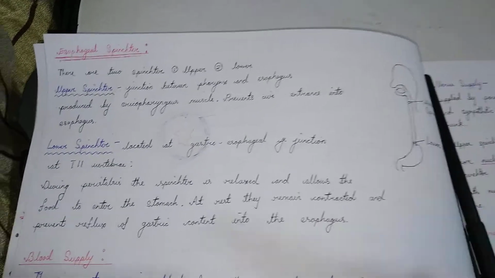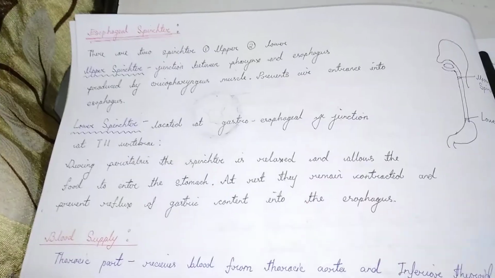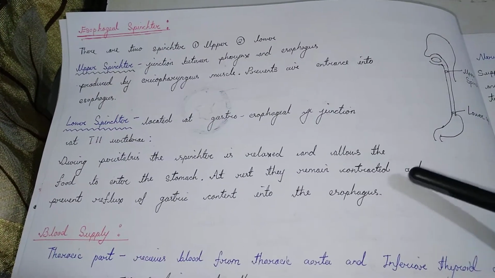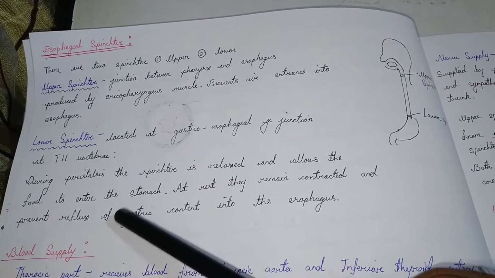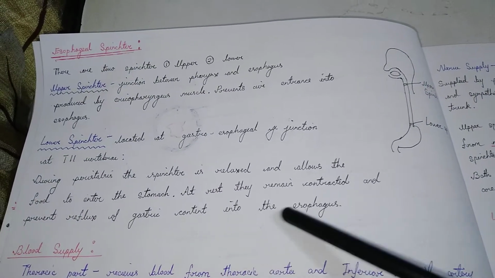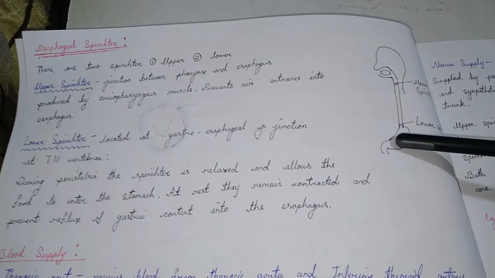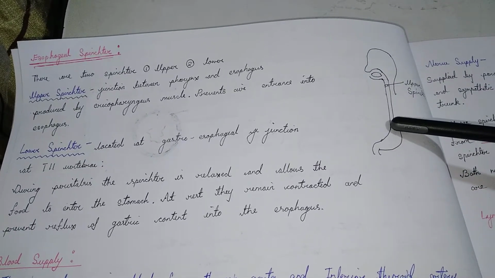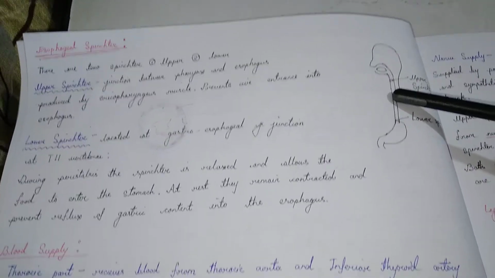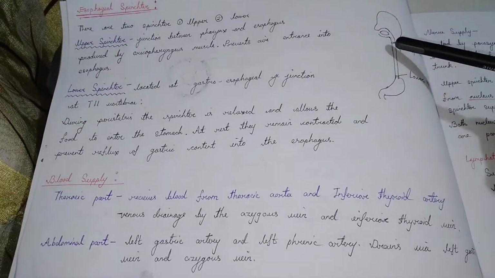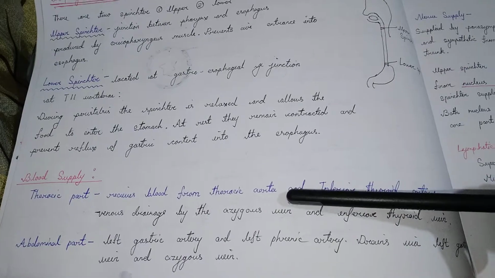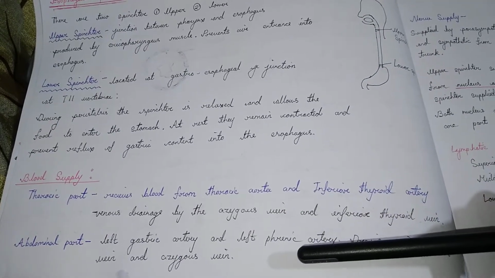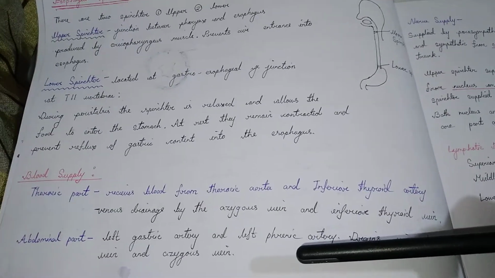Why does it remain contracted at rest? So that it prevents the reflux of gastric content into the esophagus. It prevents the backflow of the food that we have eaten into the esophagus. As it is a fibromuscular structure, it will have blood supply and venous drainage as well as nerve supply. Now we will go through them.